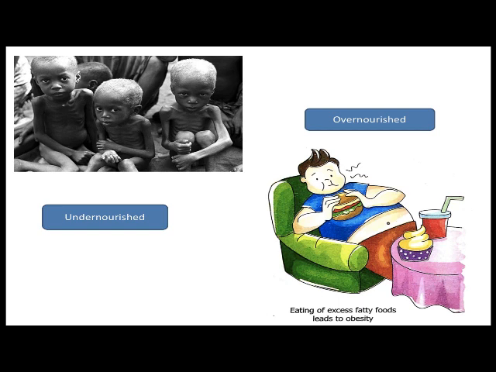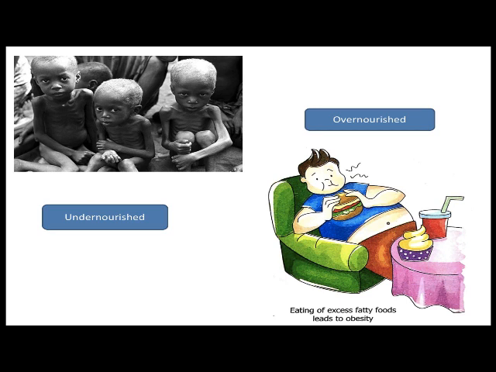So here there is one condition of disease which results from lack of food. There is another condition of disease which results from an excess amount of nutrient in our body. The one which occurs due to lack of food is the deficiency. Due to deficiency you call it undernourished, and due to excess of a nutrient like fat, which results in obesity, that is overnourished.